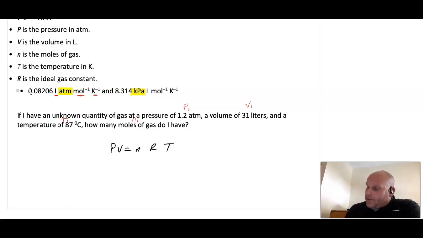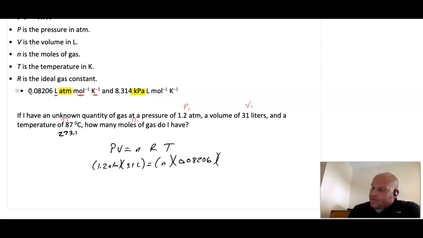Pressure is in a unit that works, atm. Volume is in liters, that also works. We're solving for n. Because pressure is in atmospheres, we're going to use this constant. And then, of course, temperature, I have to convert to Kelvin by adding 273.15 to put my temperature value in there and solve for n.